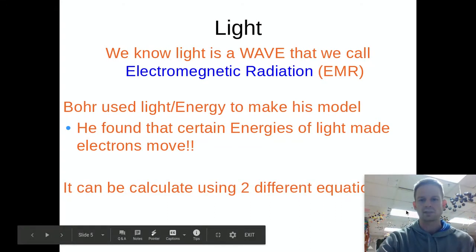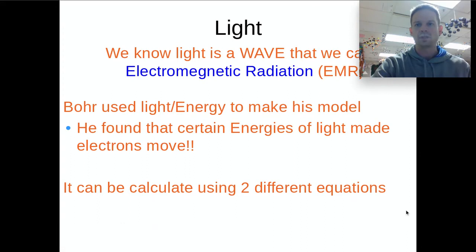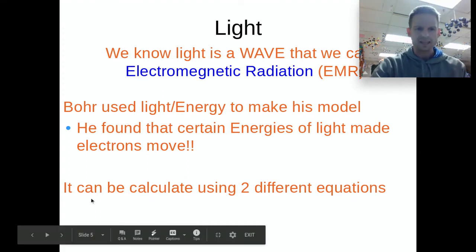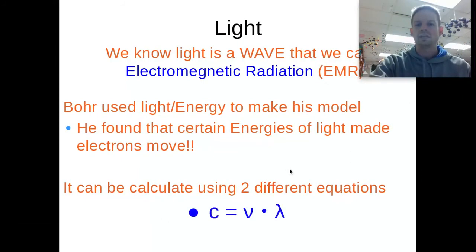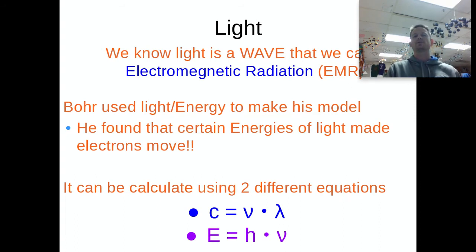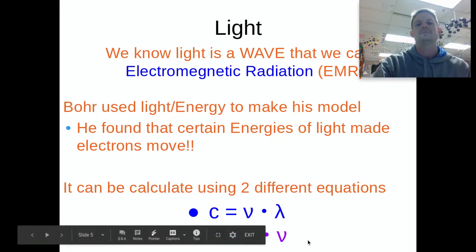There's more that we're going to talk about when we get there, a little bit deeper. And this can be used to calculate the amounts of energy. So we have 2 different equations, and we're going to break both of these down. We have c equals nu times lambda, and we have E equals h times nu. We're going to take a look at each one of those as we go along.